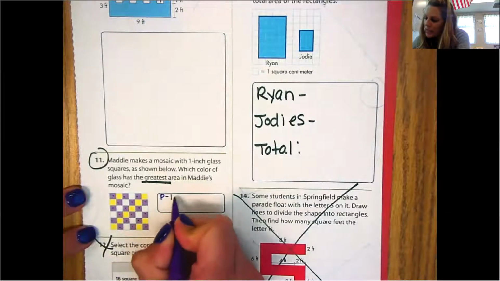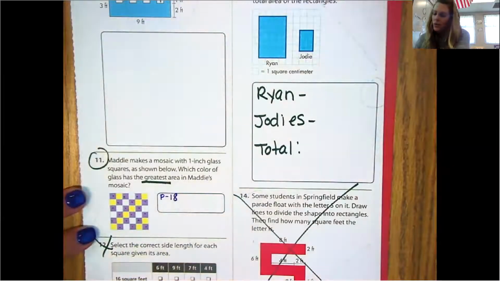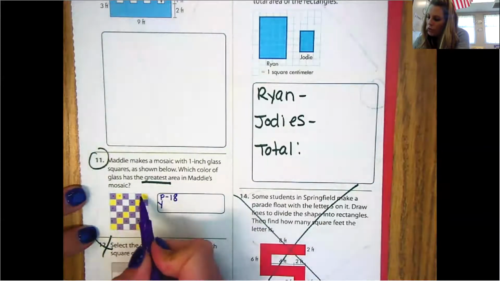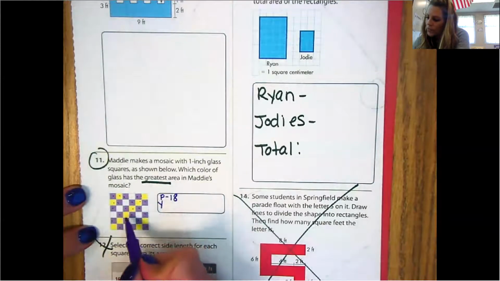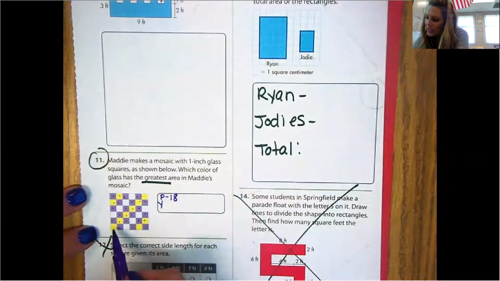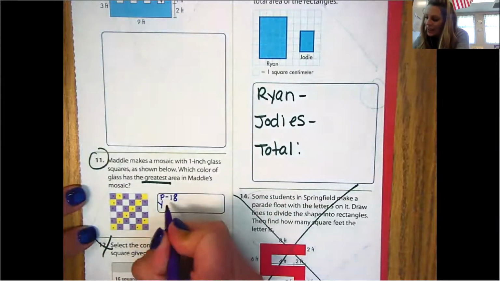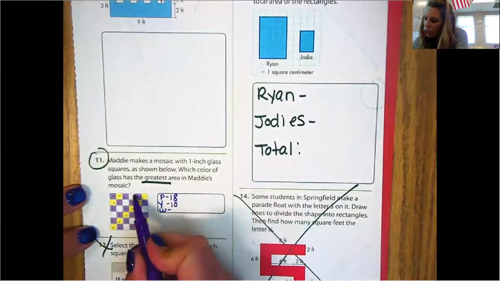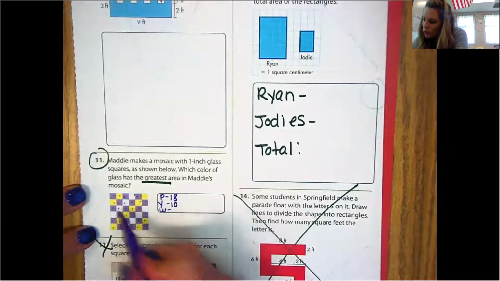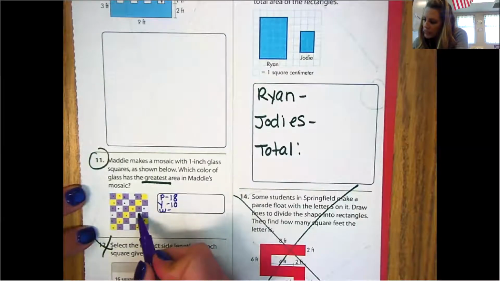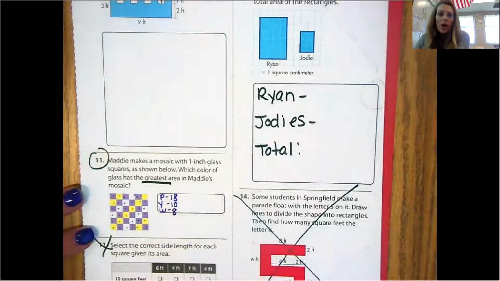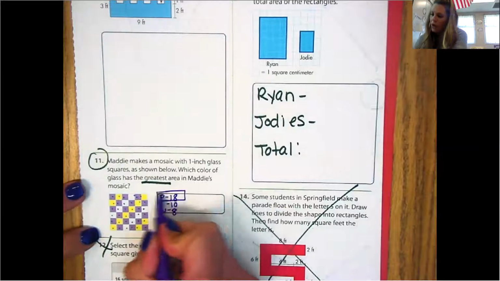So purple has 18. Okay, let's try yellow. Count with me. 1, 2, 3, 4, 5, 6, 7, 8, 9, 10. And then we're left with white. 1, 2, 3, 4, 5, 6, 7, 8. So what color had the greatest area? You should have gotten purple.